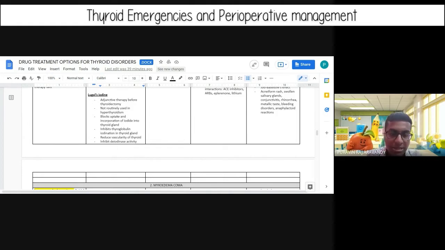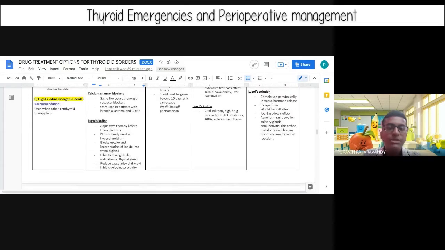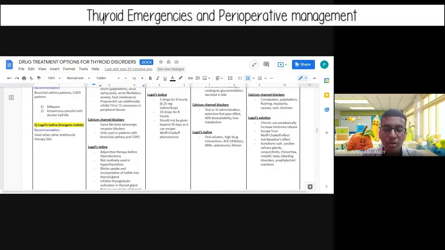So in this case, it inhibits thyroglobulin iodination, which of course will inhibit the synthesis of thyroid hormone. It also reduces the vascularity of the thyroid and inhibits deiodinase activity. So what happens when deiodinase activity is inhibited? Of course, the conversion of thyroxine, which is in an inactive state, to triiodothyronine, which is an active metabolite, cannot occur. So this will reduce the secretion and synthesis of thyroid hormones.